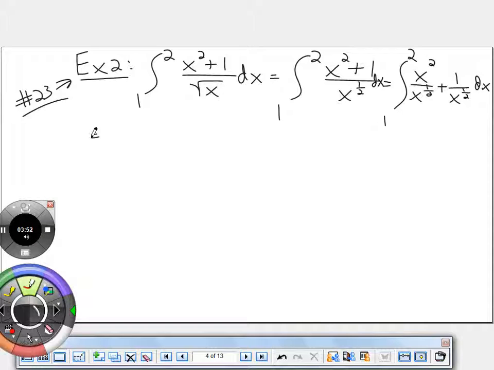Now, using your properties, when you divide, you keep the base and you subtract your exponents. So we keep the x, and then we subtract these exponents.